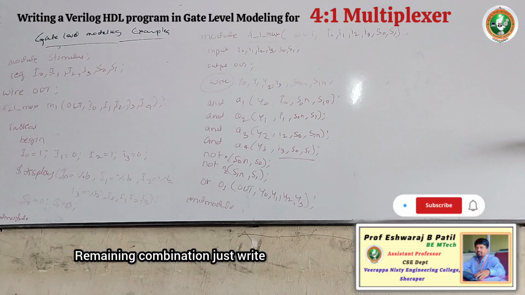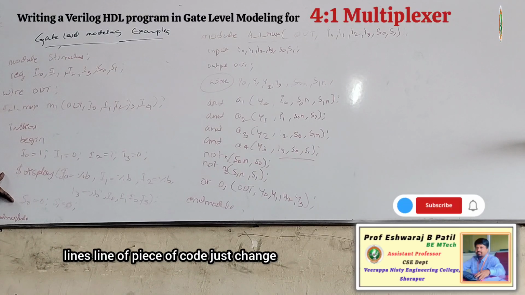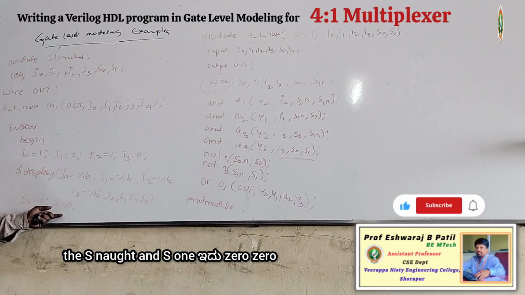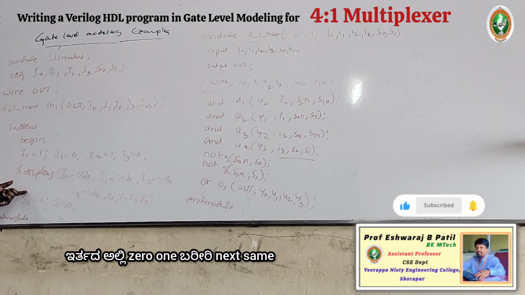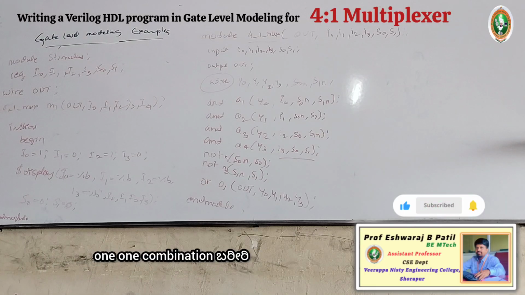Write the remaining combinations. Make another copy of the same line of code, just changing S0 and S1. ಇದು 0, 0 ಇರ್ತದ, ಅಲ್ಲಿ 0, 1 ಬರೀರಿ. ನೆಕ್ಸ್ಟ್ ಸೇಮ್ ಲೈನ್ ಬರೀರಿ, 0, 0, 0, 1, 1, 0, 1, 1 ಕಾಂಬಿನೇಷನ್ ಬರೀರಿ.